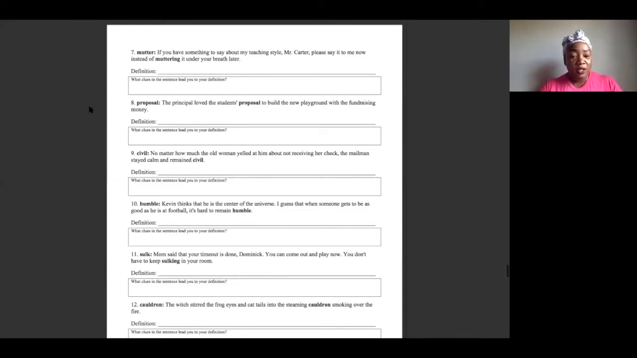Number 10, we're looking at the word humble. This is an easy one. Kevin thinks that he's the center of the universe. I guess that when someone gets to be as good as he is at football, it's hard to remain humble. So what are the clues for the word humble? Okay, as good as he is at football, it's hard to remain humble. Center of the universe, very good. He's good at football.